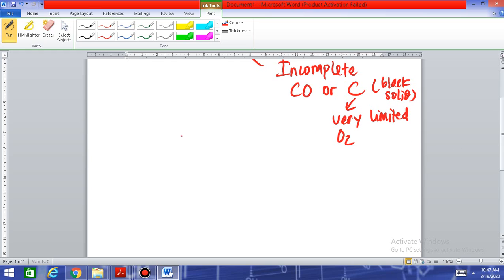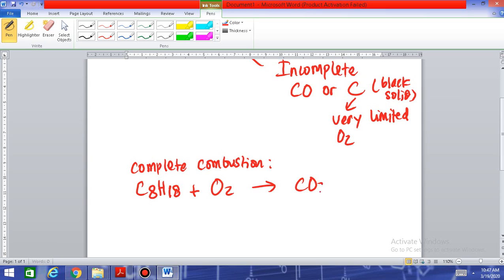Okay, let's write the equation for complete combustion first. For complete combustion, for example, I have octane, C8H18. It reacts with oxygen to produce carbon dioxide and water. Remember the general formula of alkane is CnH2n plus 2. And for complete combustion, carbon dioxide is produced.